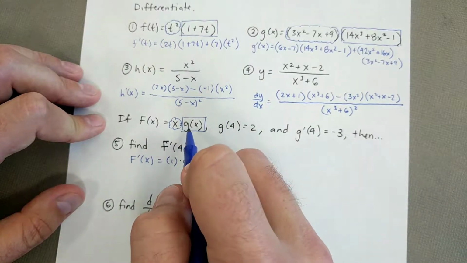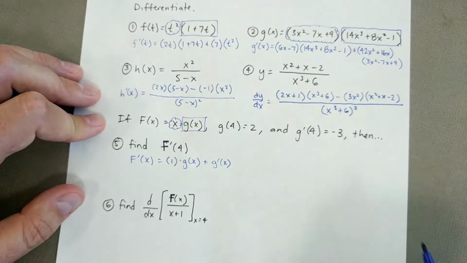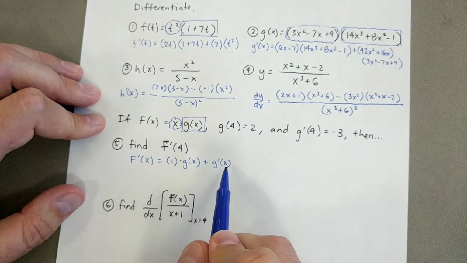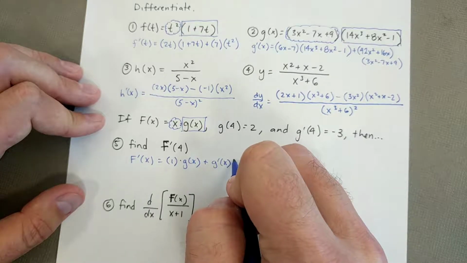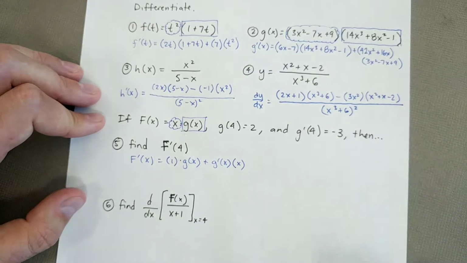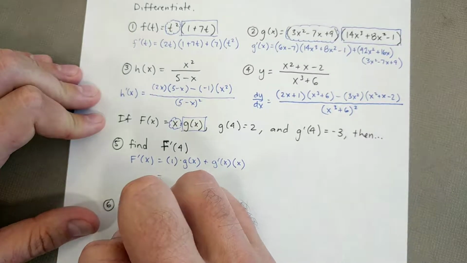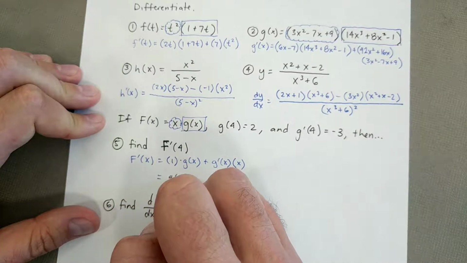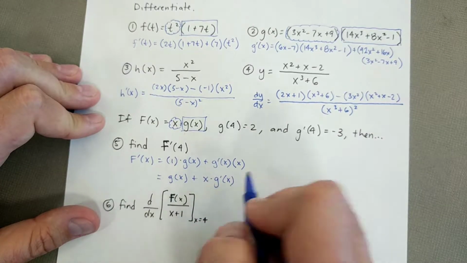Plus derivative of the second thing. Well, that's just g prime of x. I don't have an equation for it, so I can't plug in specific formulas here. I just got to throw in this notation. And then times x. Okay. So if you make that look a little bit prettier, it is g of x plus x times g prime of x.